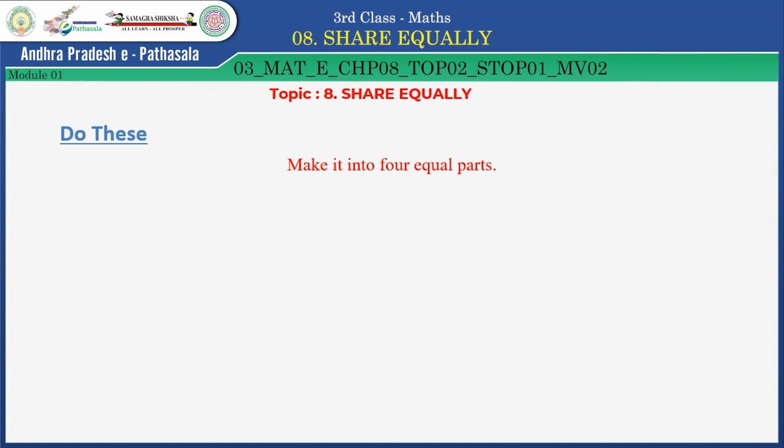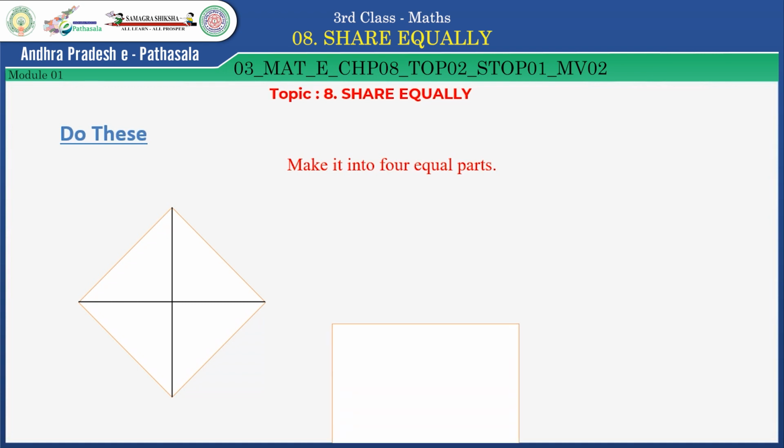Now we do this. Make it into 4 equal parts. Look at the screen. Observe the picture. Before we make it into 4 equal parts, first we made it into 2 equal parts, right? First part, second part. Now we again divide each half part into 2 equal parts. Now there are 4 parts, 1, 2, 3, 4. Then the picture is made into 4 equal parts.